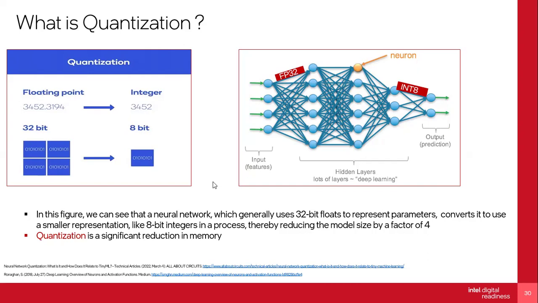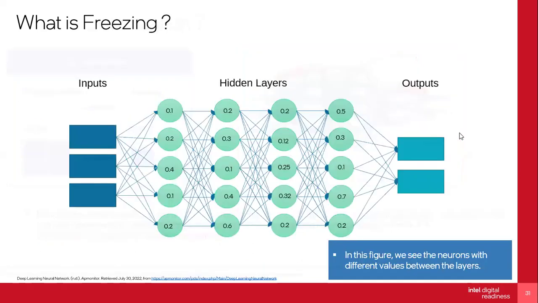Okay, the next one is, so here the quantization first is reducing the size, that is called quantization, right? The next one is freezing. So here, what is meant by freezing? We can see the neurons with different values between the layers, right? So the values may be different between the neurons. How many neurons are there? 1, 2, 3, 4, 5. Each layer, 5 neurons are there, correct?